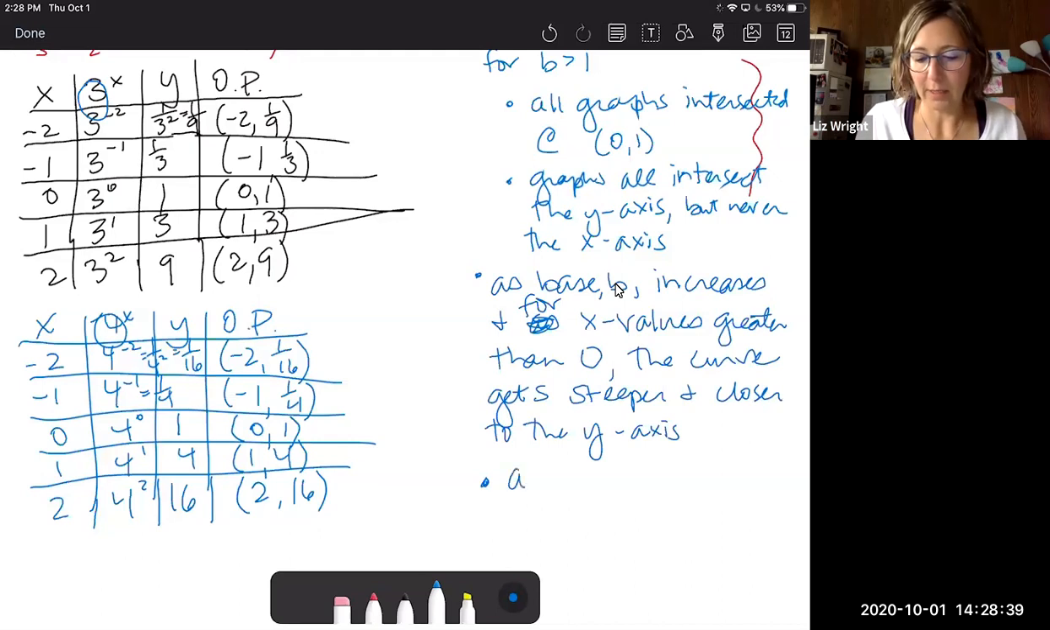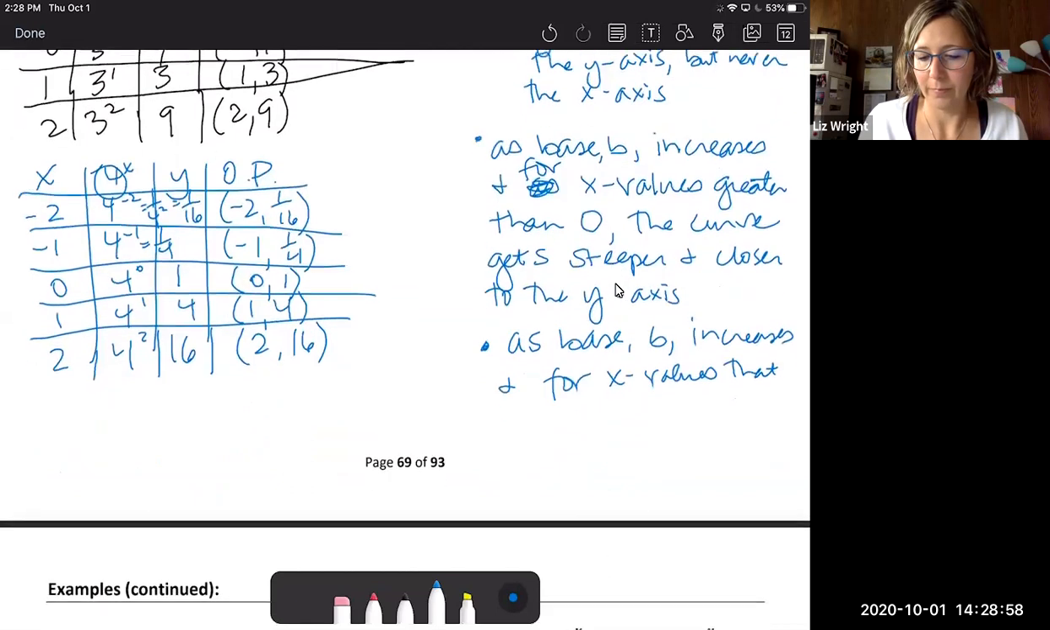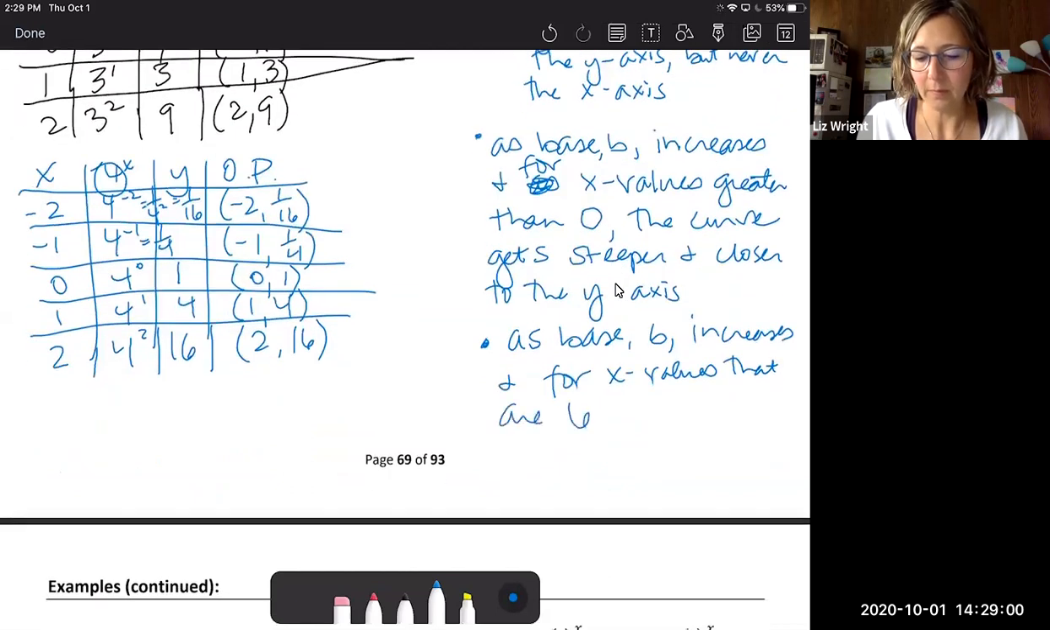The other one I want you to write in here is, as the base b increases, and for x values that are less than 0, the curve gets closer to the x-axis.